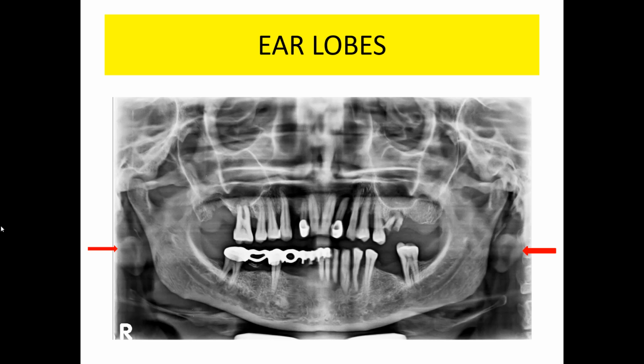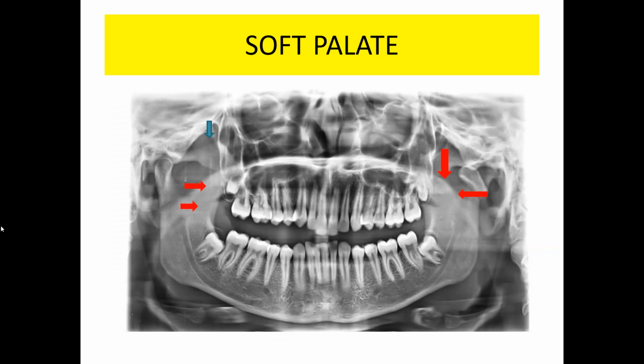Earlobes. Now these earlobes are on both sides, shown by red arrows, and appear as a hazy radiopacity on either side and should not be mistaken for some growth. Now the soft palate and uvula are seen as bilateral opaque shadows posterior to the upper third molar area. At the end of it you can see the uvula.